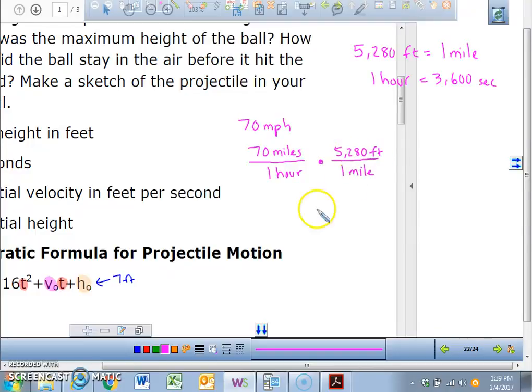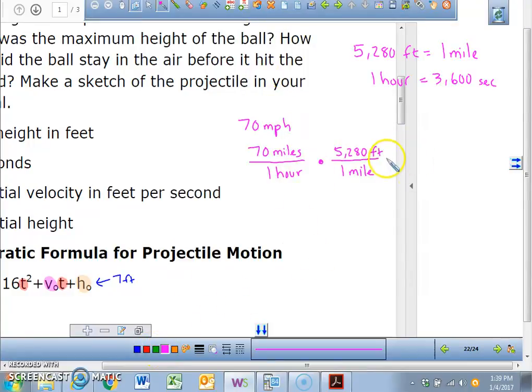5,280 feet. And you'll notice that if we do this conversion, what unit of measure is going to cancel out? The miles are going to cancel out, and then we're going to be left with what? We're going to be left with feet per hour. So this answer would be how many feet you would go in an hour. Okay?